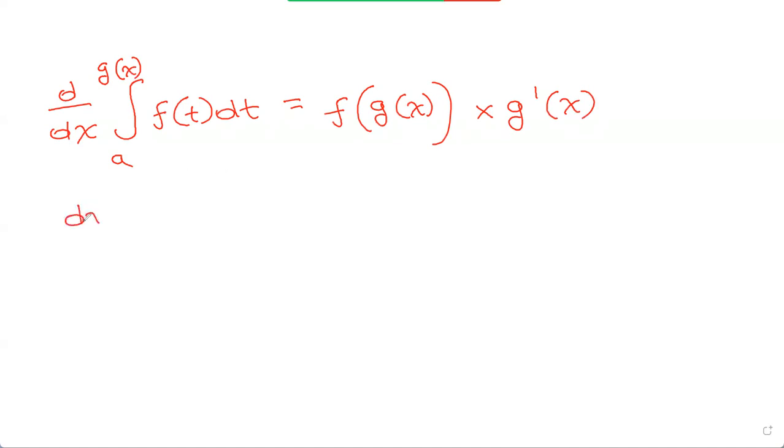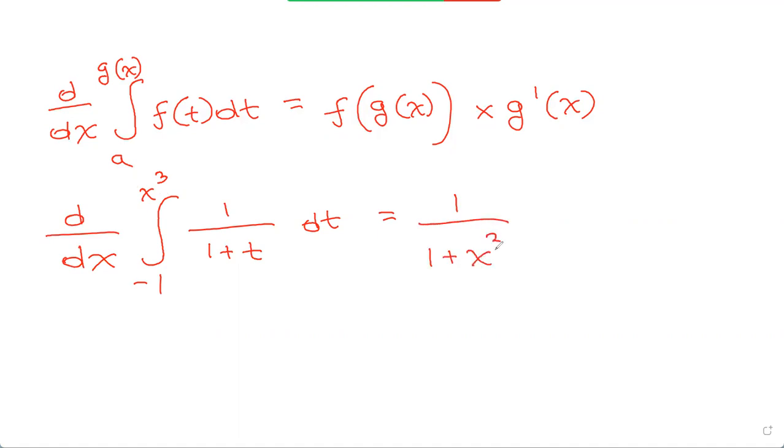d by dx of the integral from -1 to x cubed. So x cubed is the upper bound and it is a function. And the function is 1 over 1 plus t dt. So we plug in the function for t, so 1 over 1 plus x cubed, into the derivative of the function. So the derivative of x cubed, which is 3x squared. So this would be 3x squared over 1 plus x cubed.